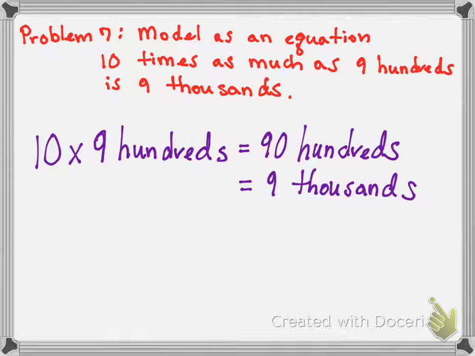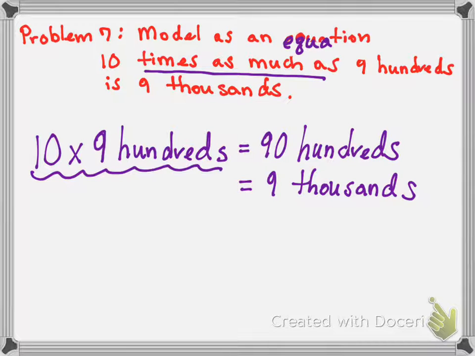With problem 7, we're not going to be using a place value chart. We're going to model as an equation. 10 times as much as 9 hundredths is 9 thousandths. So let's just actually read it. As much as, 10 times. We're going to be using the multiplication as a comparison. 10 times 9 hundredths is equal to 90 hundredths. 10 times 9 is 90 hundredths. So 90 hundredths is really equal to 9 thousandths.